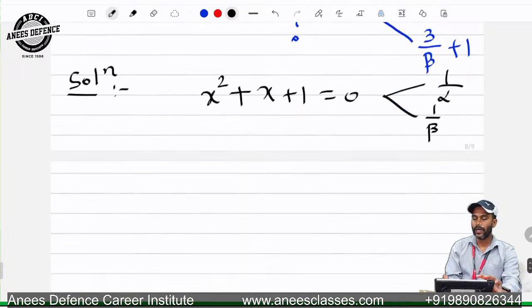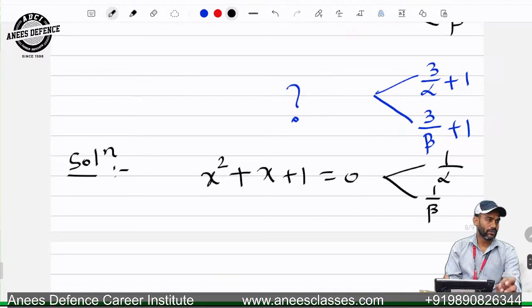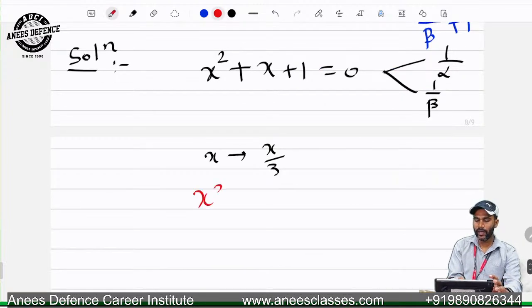Now what we have to do? We have to just multiply it by 3, so we have to just divide. Since in the roots we have multiplied by 3, in x we have to divide by 3. So we have to replace x by x by 3, in order to get the roots 3 by alpha and 3 by beta. So what will we get? x square by 9 plus x by 3 plus 1 is equal to 0.